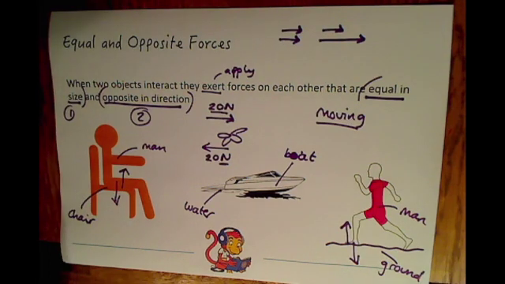Now, of course, there can be a number of different forces acting on an object, and in the next video we're going to look at what we call a resultant force, so taking into account all those forces acting on an object at the same time.